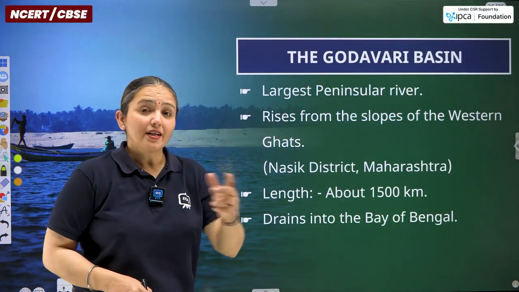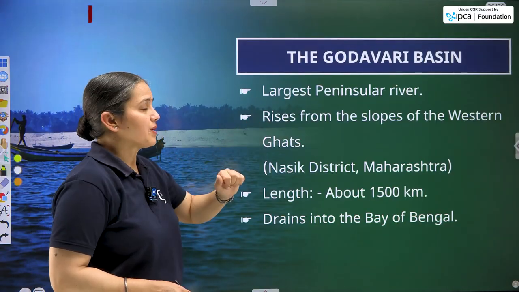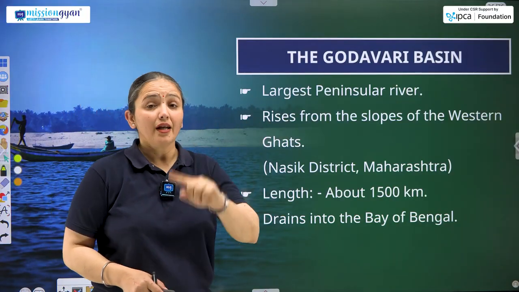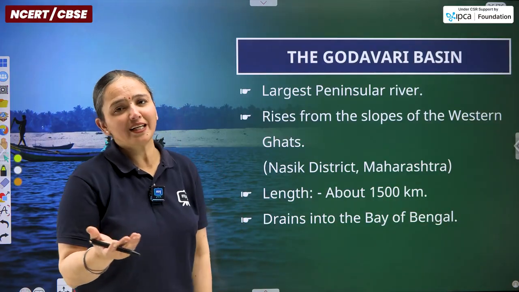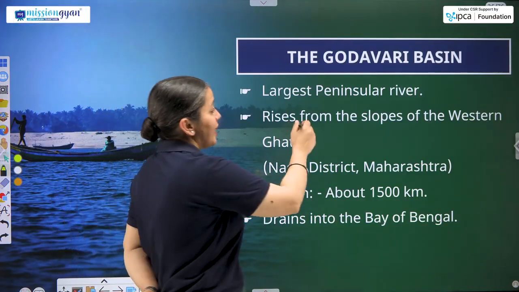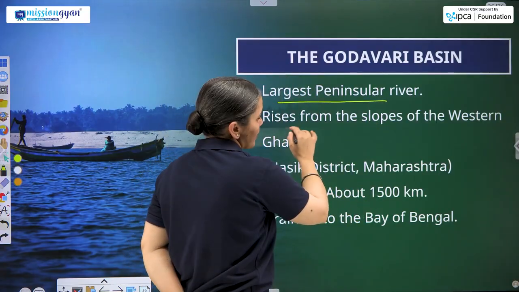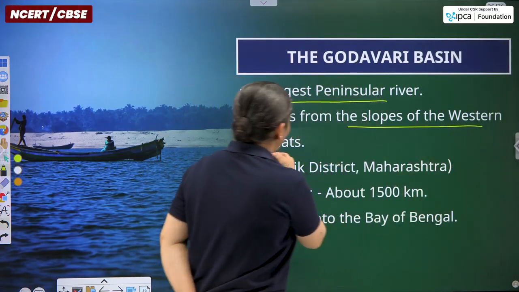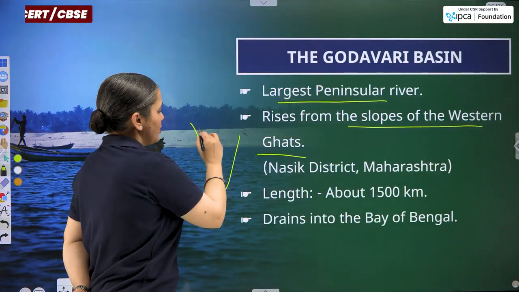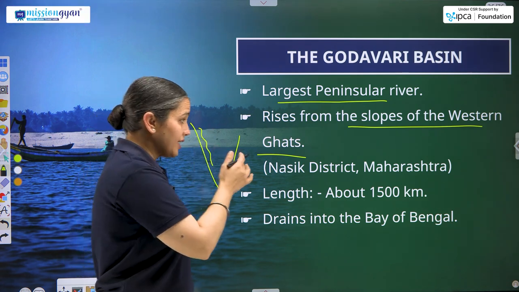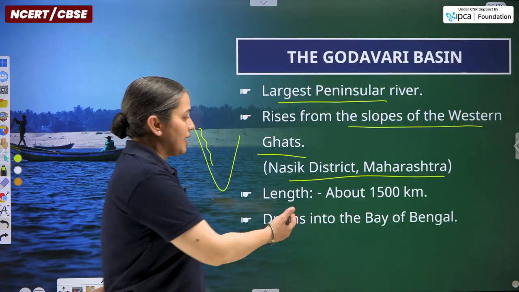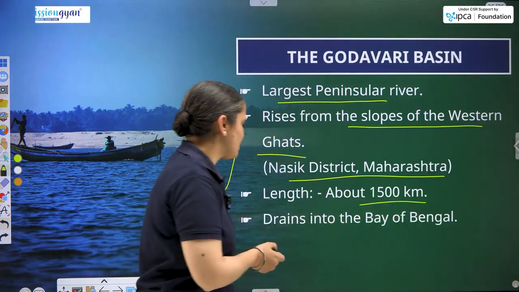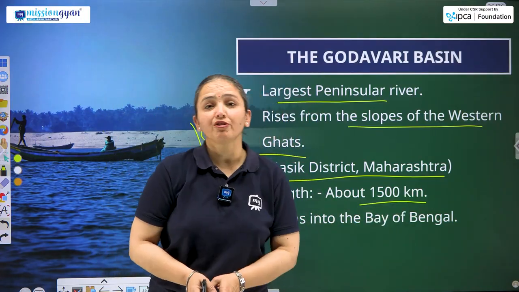Talking about the next river basin, the third one, the Godavari basin, also known as Dakshin Ganga in Hindi and Deccan Ganga in English, but the term is authentically the Hindi one. It is the largest peninsular river. It rises from the slopes of the Western Ghats. But where exactly? In Maharashtra state, in the Nasik district. Its length is about 1500 kilometers, and it drains its water into the Bay of Bengal.